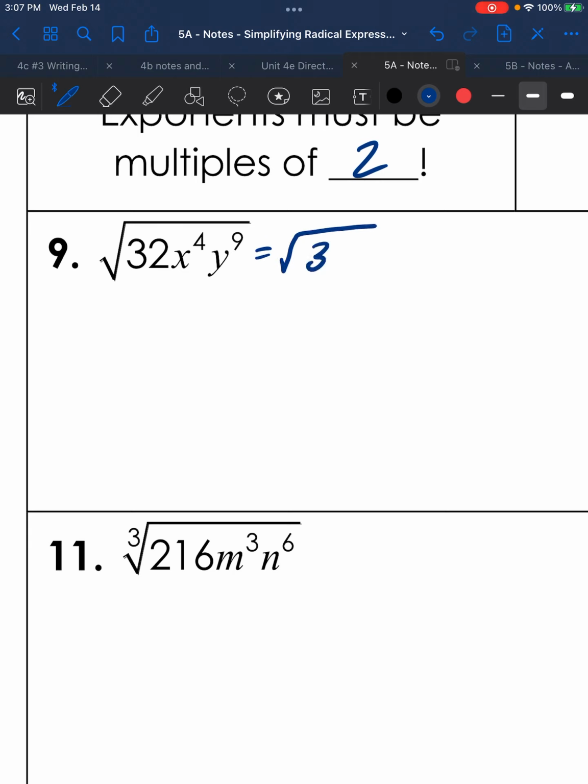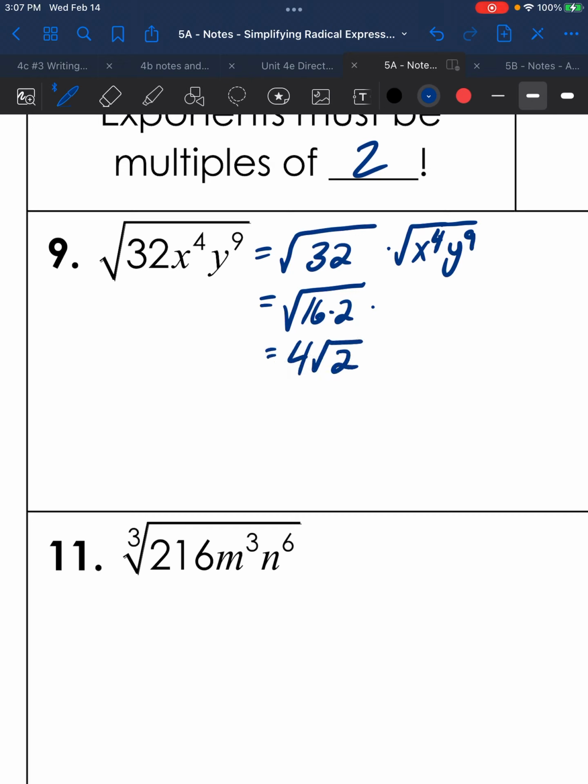So you have 32. We're going to do that first. And then it's going to be x to the 4th and y to the 9th. So the 32, biggest perfect square that divides out of 32 is 16. So from the first. And then that's going to be square root of 16 is 4. So that's going to turn into 4 square root of 2.